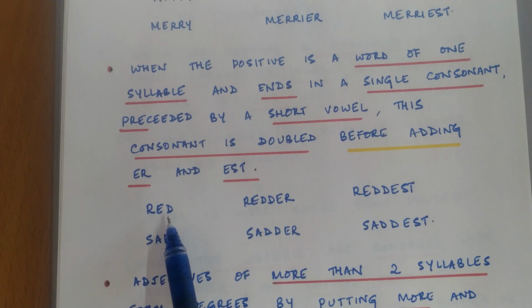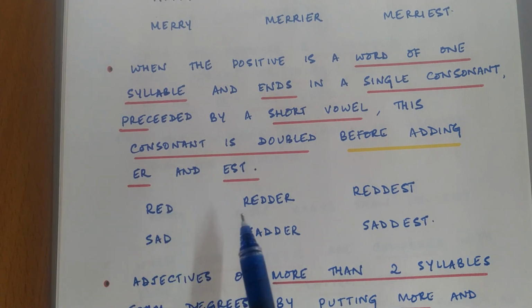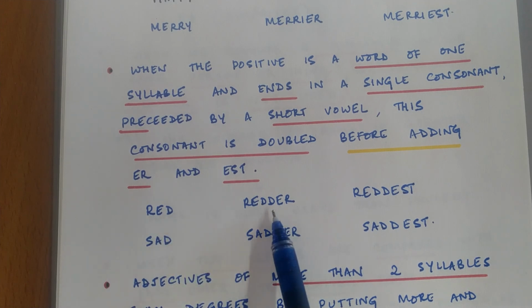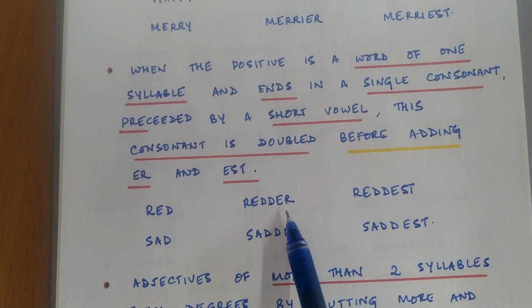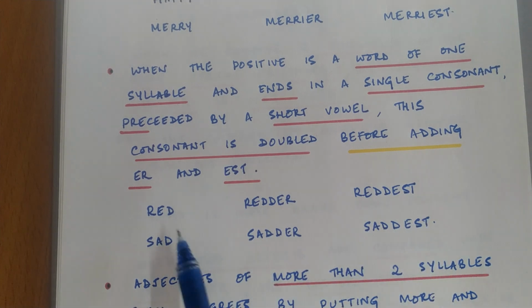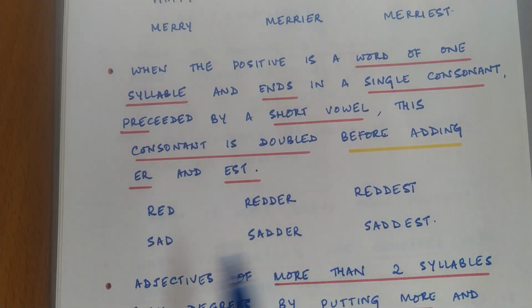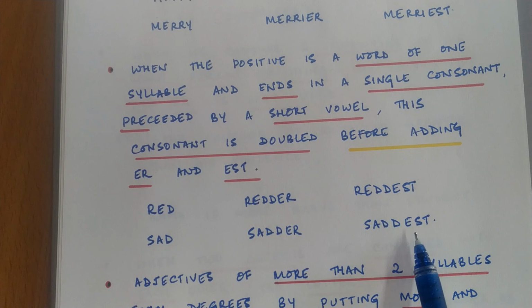So if this single consonant is preceded by a short vowel, this consonant is doubled. That means this D becomes double before adding the ER and the EST. So red becomes redder, reddest, sad becomes sadder, saddest.